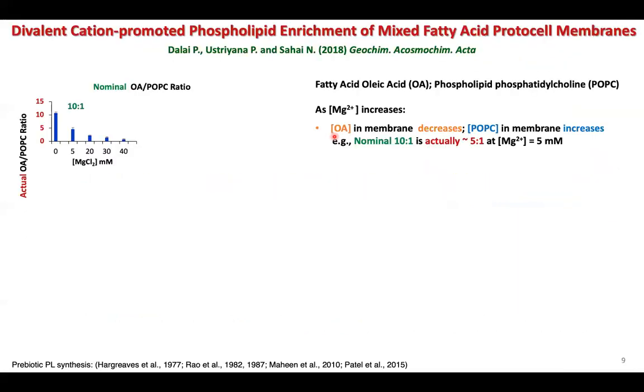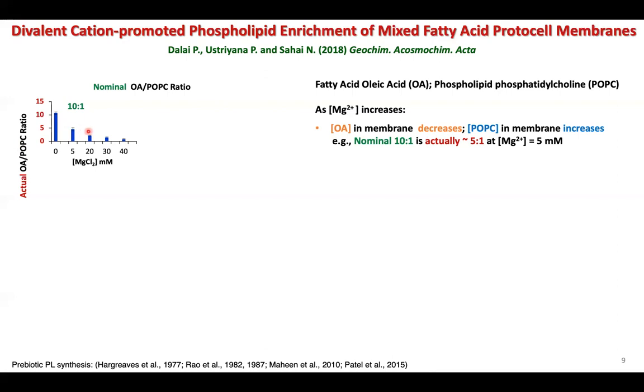They were also present in the environment. So we looked at mixtures of oleic acid and phospholipid. You can see that this is the nominal ratio. So we have a 10:1 molar ratio of oleic acid to phospholipid in the starting solution, and there's 0 magnesium chloride in the system. And we do measure within the membrane by HPLC. Indeed, there is a 10:1 ratio.